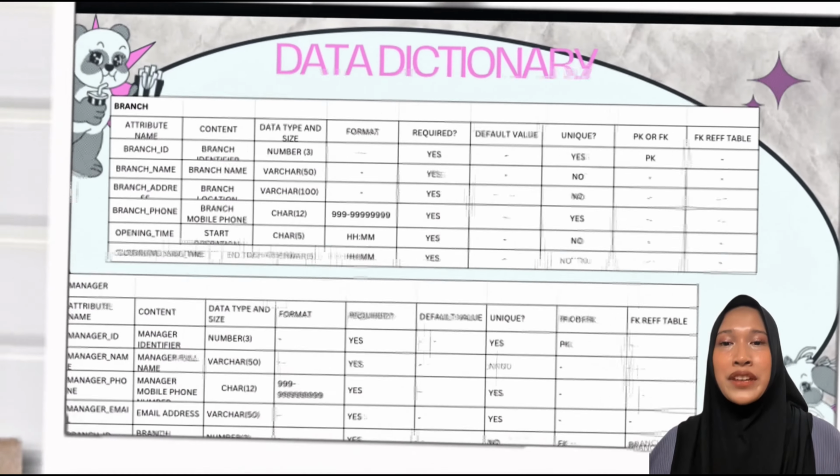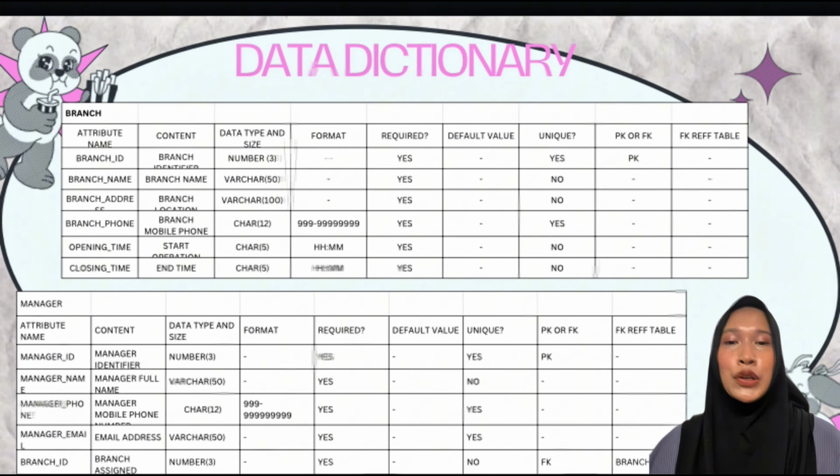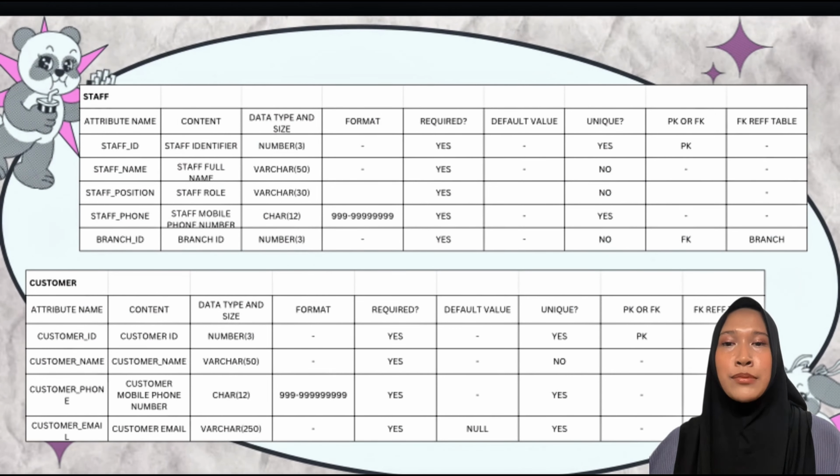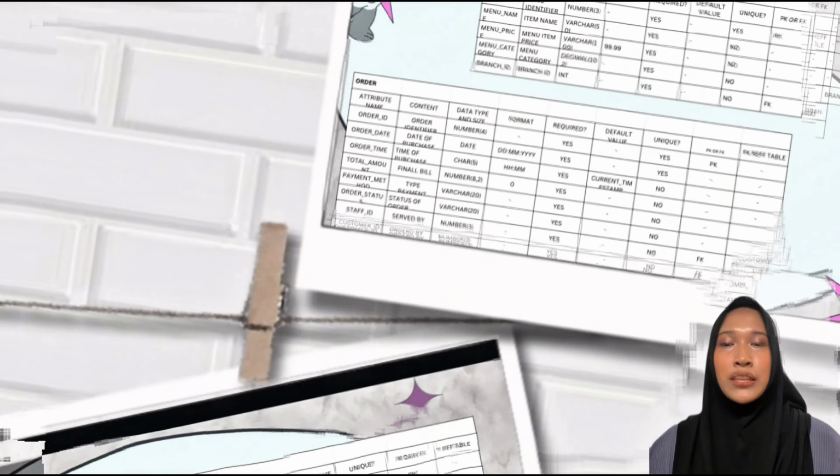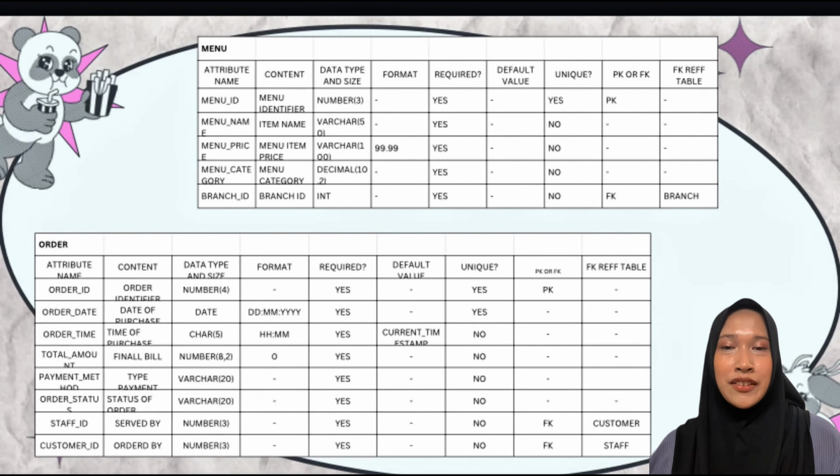For branches, we record the address, phone number, and opening and closing times. For staff, we track their names, position, and phone numbers. The menu table stores every dish name, its category, and also its price. The order table is very important. It tracks the date, time, the total amount, and the payment method used by the customer.